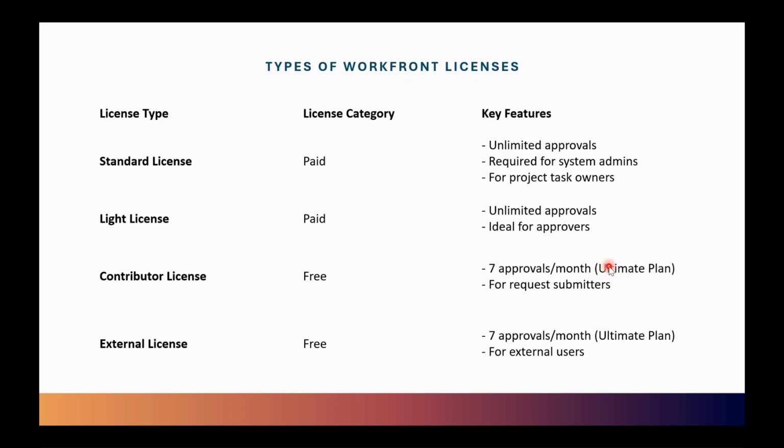Then you have the external license, which is also free, but when you talk about the capability of the external license, it's pretty much less. You have a maximum of 7 approvals per month in the case of the ultimate plan, and it's typically assigned to external users. Now let's go to the next slide.